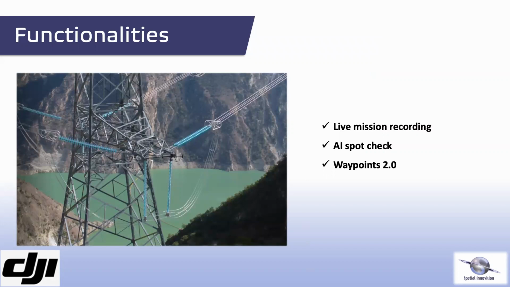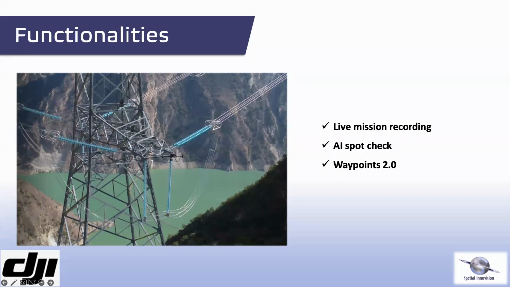Some of the functionalities of the M300 are live mission recording, where you can record mission actions such as aircraft movement, gimbal orientation, photo shooting, and zoom level to create sample mission files for future automated inspection. AI spot checks automate routine inspections and capture consistent results every time. Onboard artificial intelligence recognizes the subject of interest and identifies it in subsequent automated missions to ensure consistent framing.